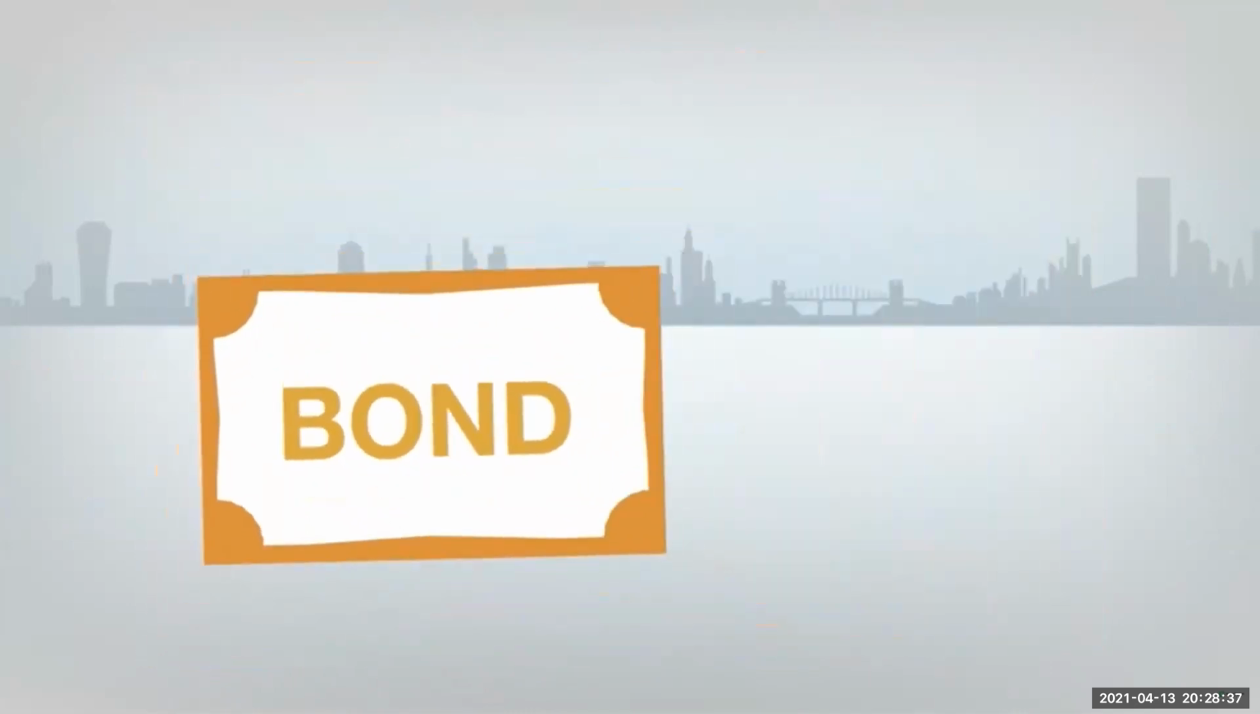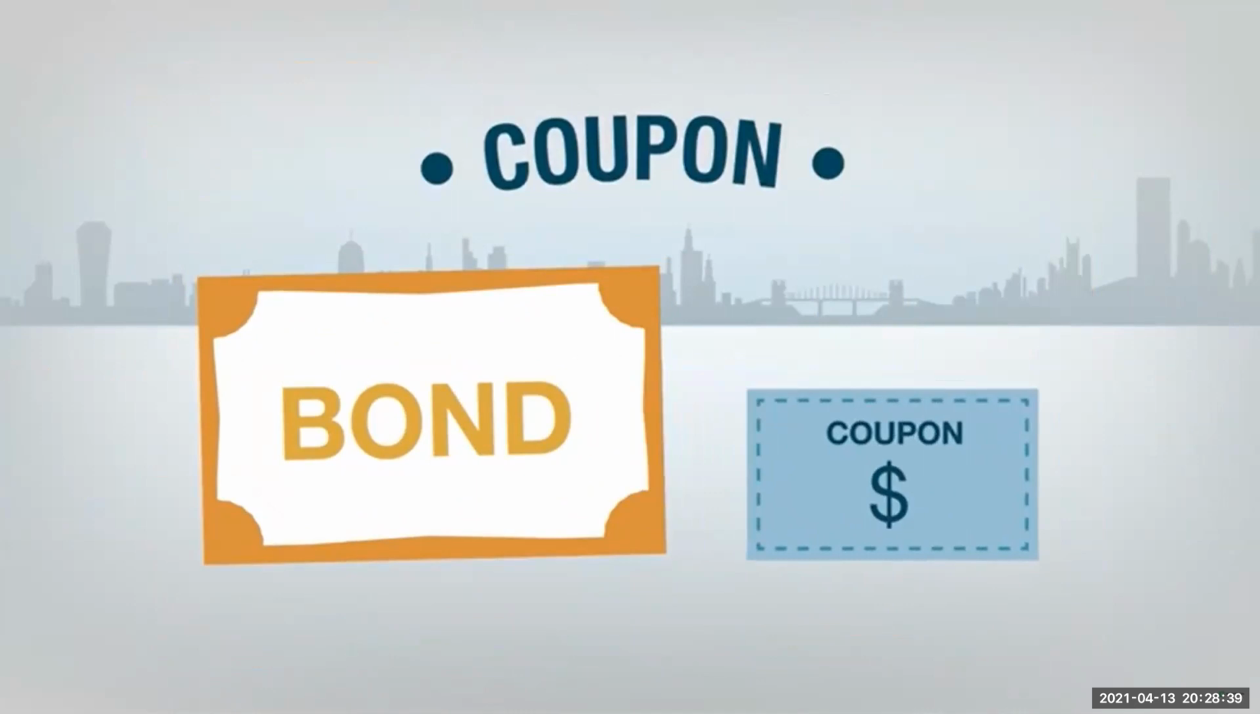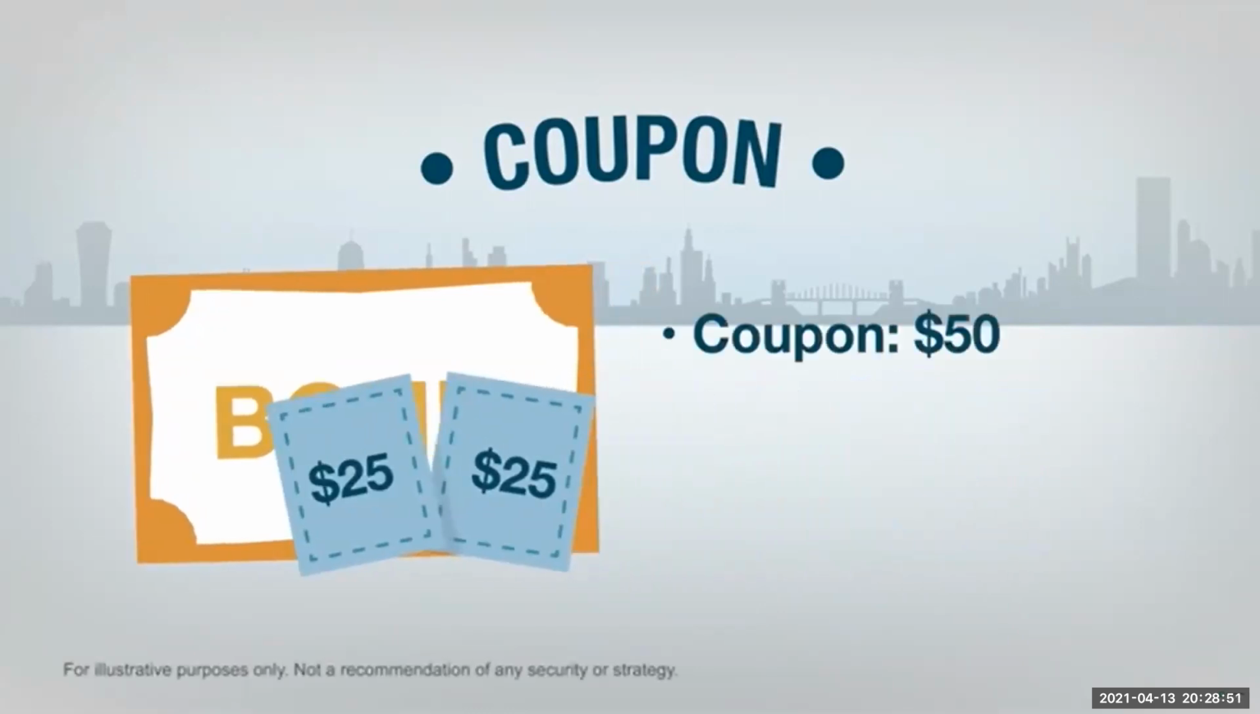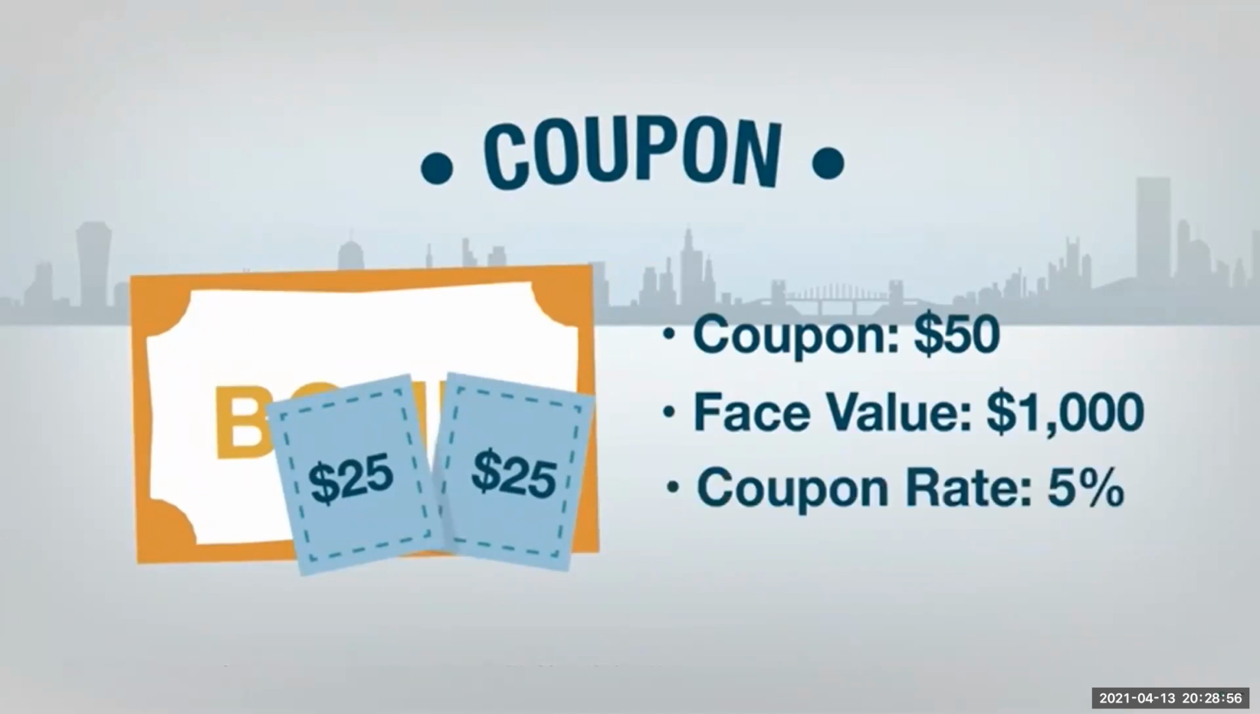Interest received from the bond is called a coupon. For example, a new bond may pay a coupon of $50 a year. Because coupons are typically paid twice a year, an investor should expect $25 every 6 months. So a bond that has a coupon of $50 and a face value of $1,000 has a coupon rate of 5%. This is the interest on the loan.